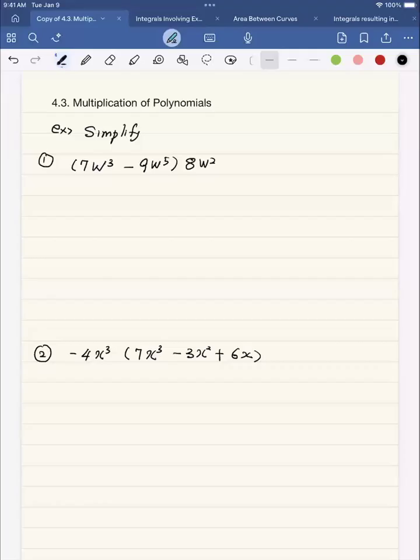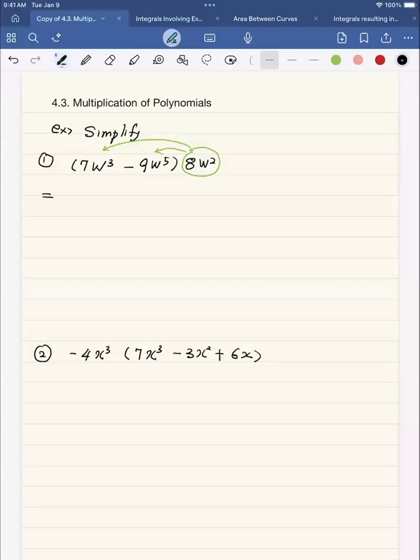In this section, we want to learn about multiplication of polynomials. The first problem is (7w cubed minus 9w to the fifth power) times 8w squared. We have to distribute 8w squared to each term.